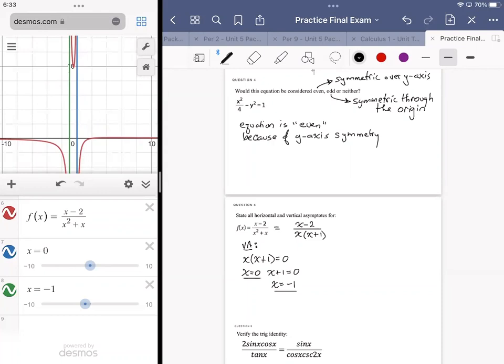Now for the horizontal asymptotes, if it's a function, there's only going to be at most 2, really, but we're only dealing with the case where there's 1. So what we do is we find the end behavior model.